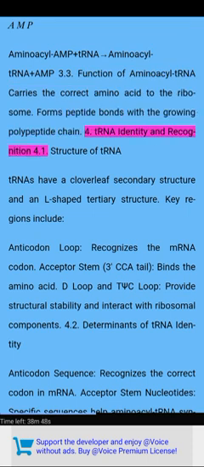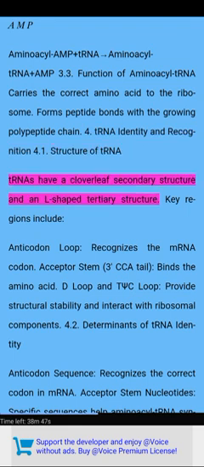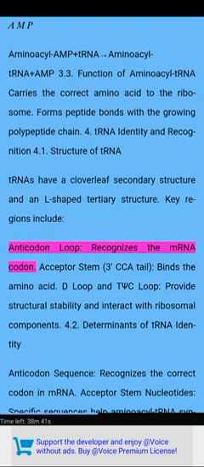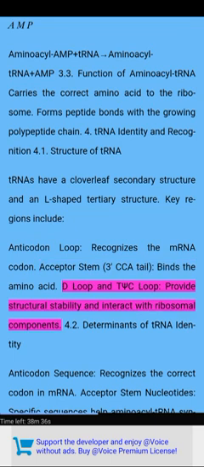4. tRNA identity and recognition. 4.1. Structure of tRNA. tRNAs have a cloverleaf secondary structure and an L-shaped tertiary structure. Key regions include the anticodon loop, which recognizes the mRNA codon; the acceptor stem with the 3' CCA tail, which binds the amino acid; and the D loop and TΨC loop, which provide structural stability and interact with ribosomal components.